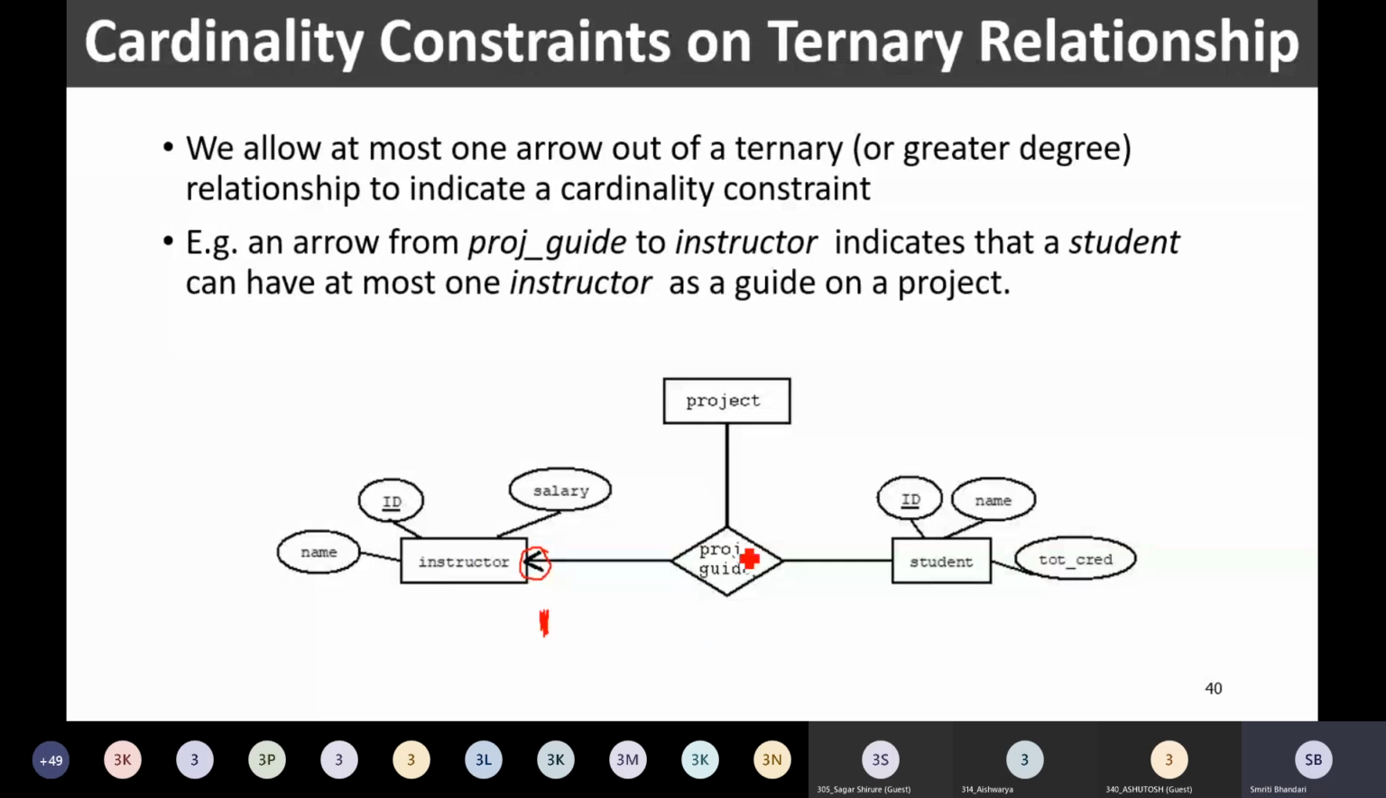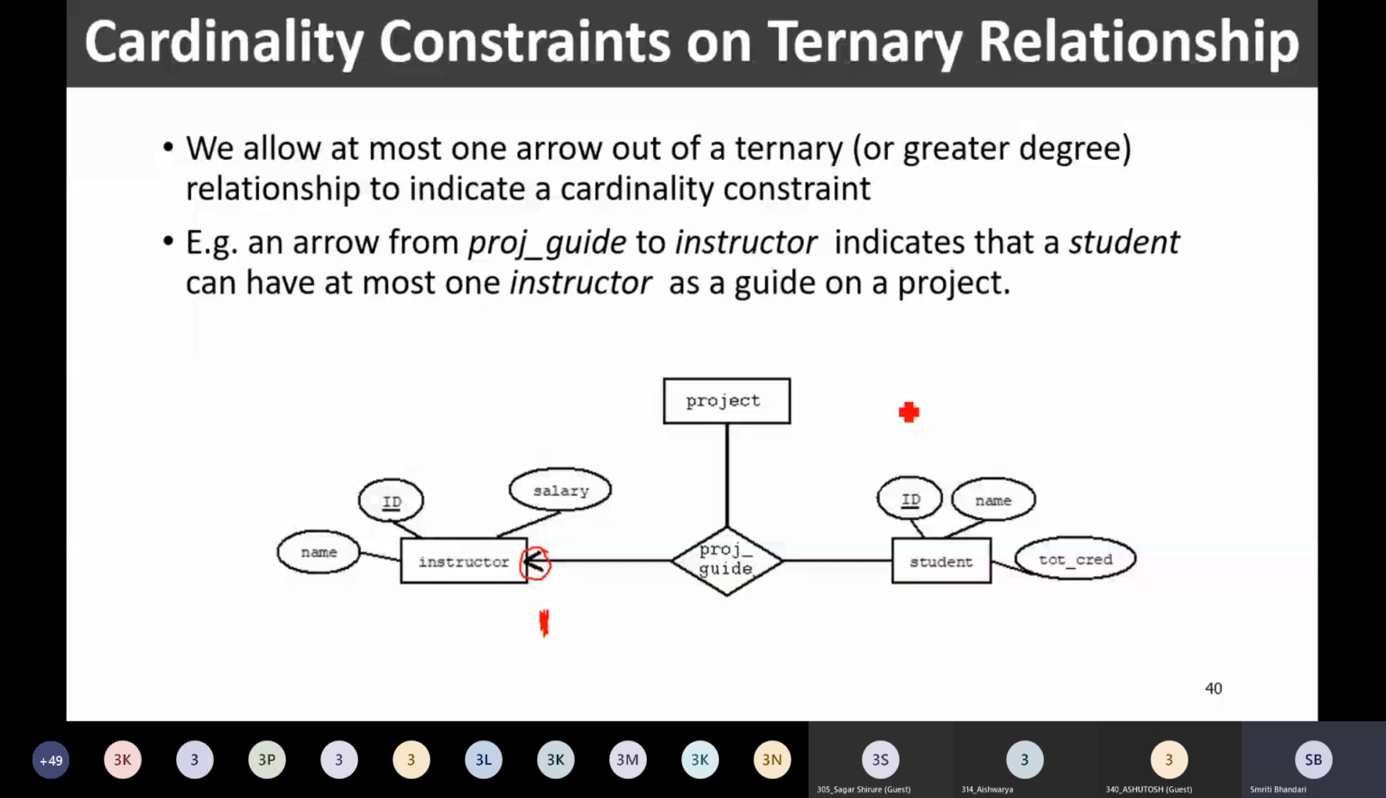Okay. So I hope now you must have understood it, right? If I am having only one arrow directing to one of the entity sets, like this example, then we can interpret that the entity is associated with at most one other entity from the other entity set. Is that correct?